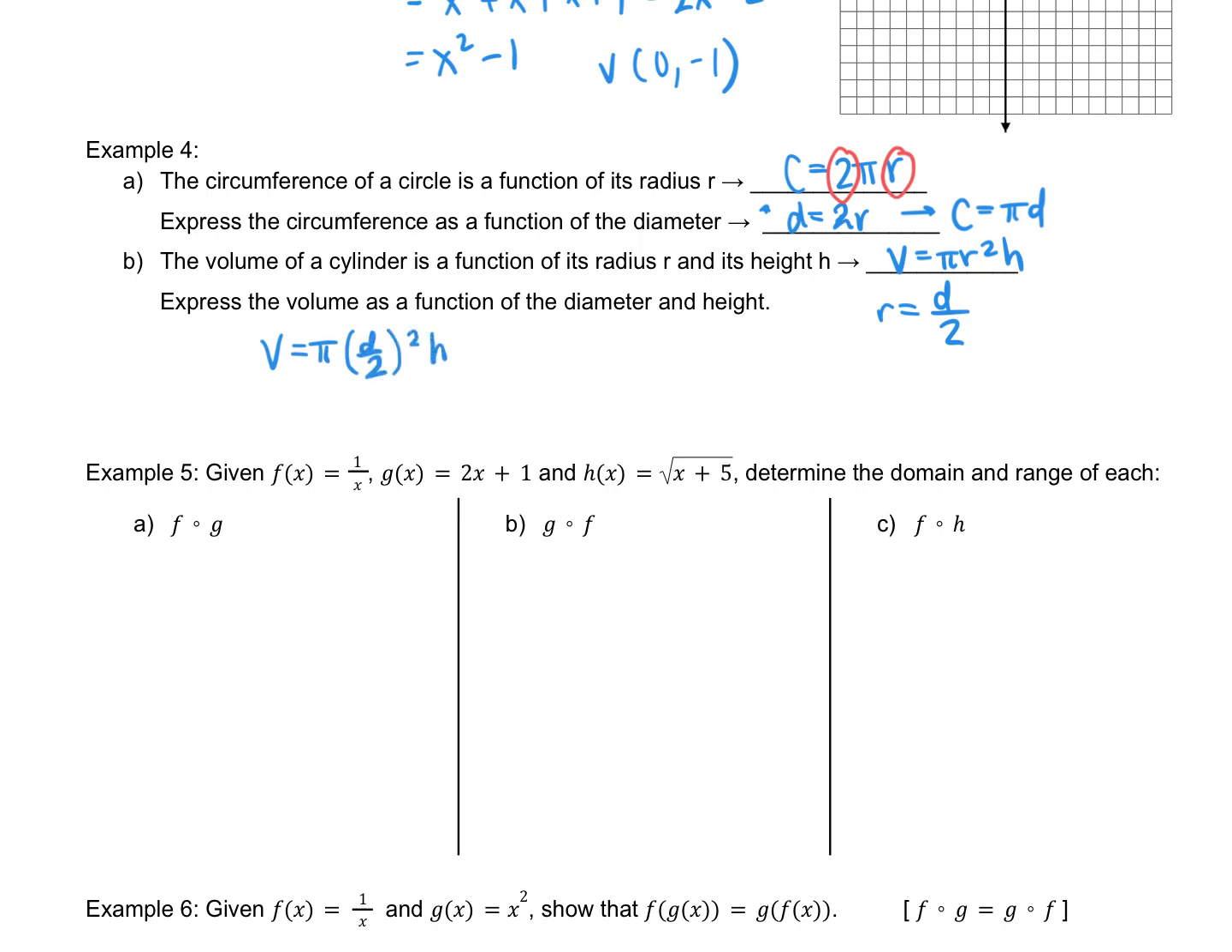And now I can just clean this up. So pi times diameter squared times height all over 4. So there's applying those composite functions for something like formulas related to geometry.